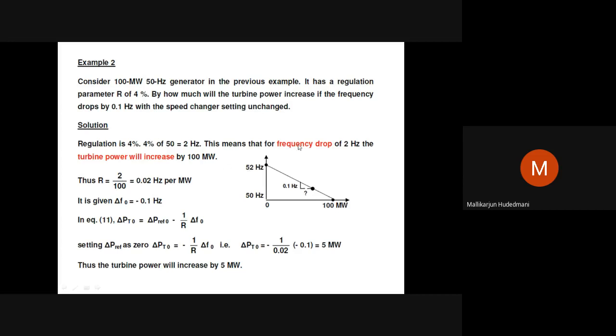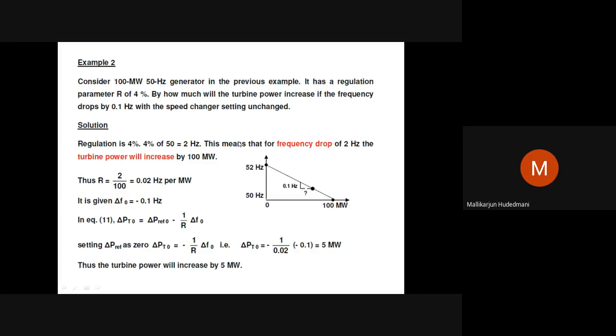Now, it means frequency drop off. You can see here, the 4% of 50 Hertz means 2 Hertz. This means a frequency drop of 2 Hertz. The turbine power will increase by 100% of the capacity, which means 100 megawatt. Therefore, it's R. How is that R correcting the input fuel?